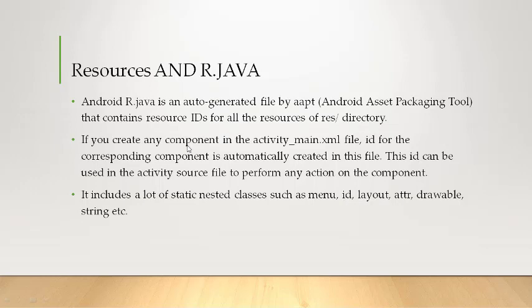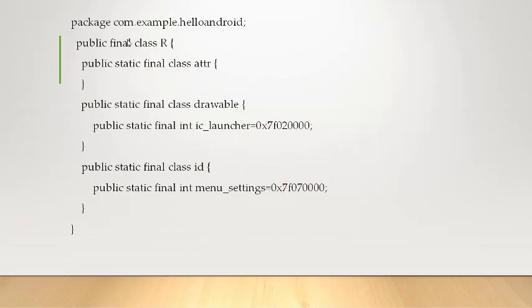If you create any component in activity_main.xml, an ID for that corresponding component is automatically created in this file. All the IDs, whether it is a text field ID, edit text ID, or button ID, whatever you drag and drop on the .xml file, the ID of that control is added by default in the R.java file. It includes a lot of static nested classes such as menu, id, layout, attr, drawable, string. The structure of this file is this.